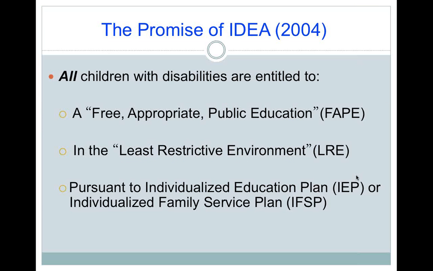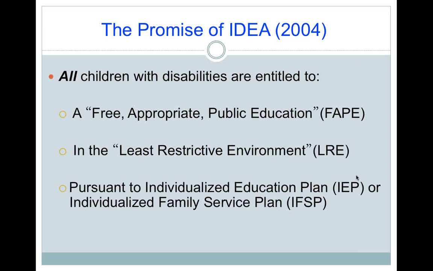So let's start with looking at the promise of the federal law IDEA, the Individuals with Disabilities Education Act of 2004. The initial version was passed in 1975, and there have been several reauthorizations and revisions during that period. The current IDEA law that states operate under is a 2004 reauthorization.